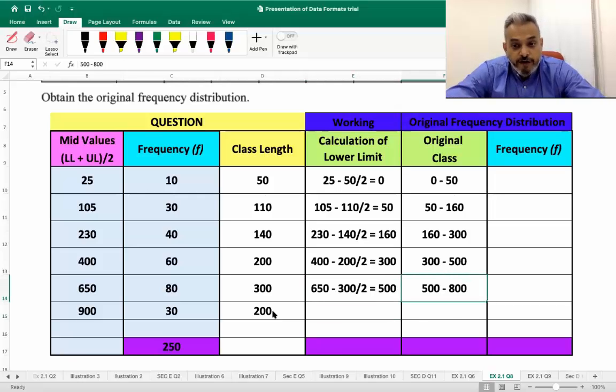You can also cross verify. 500 plus 800 is 1300. 1300 divided by 2 is 650.